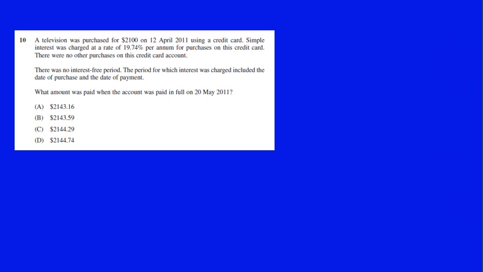Notice in HSC a lot of these questions are multiple choice questions. A television was purchased for $2,100 on 12th of April 2011 using a credit card. Simple interest was charged at a rate of 19.74% per annum for purchases on this credit card. There were no other purchases on this credit card account. There was no interest-free period, which means automatically interest was charged from the very first day. The period for which interest was charged included the date of purchase and the date of payment.